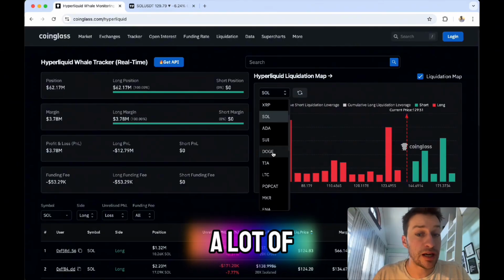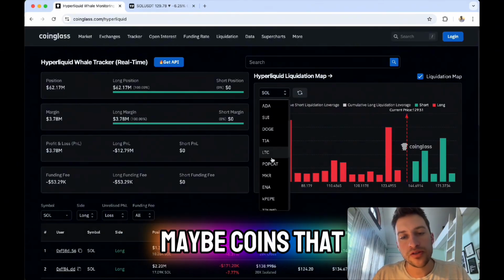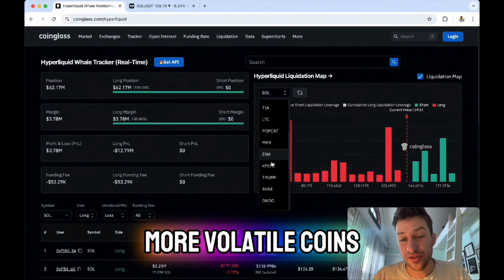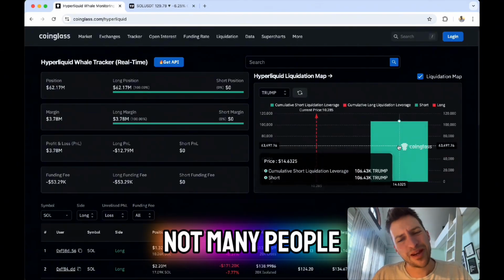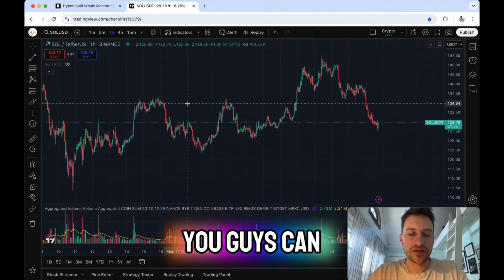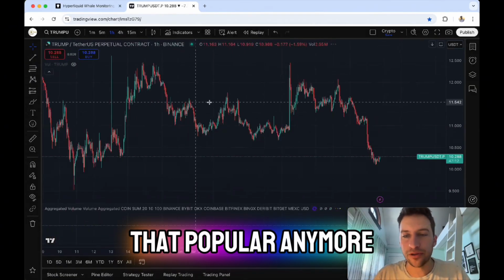So you can do that for a lot of these different coins. Maybe coins that are going to be better are the more volatile coins. The more volatile a coin is, probably just the better for it. Not many people are really trading Trump coin, as you guys can see. It's just not that popular anymore.